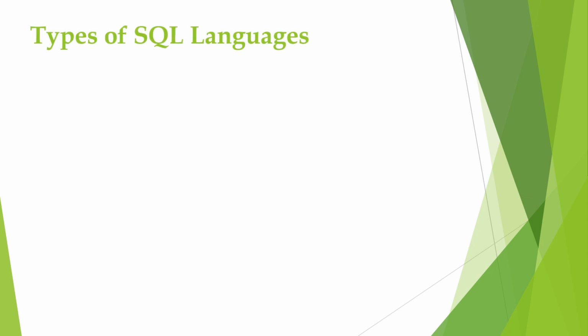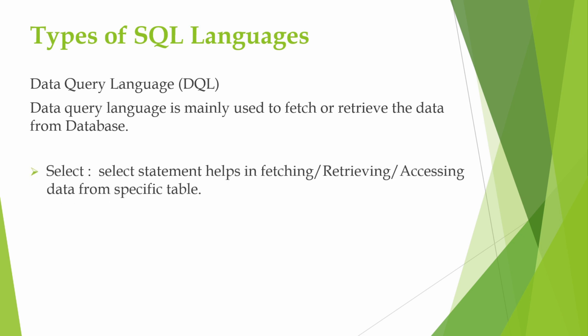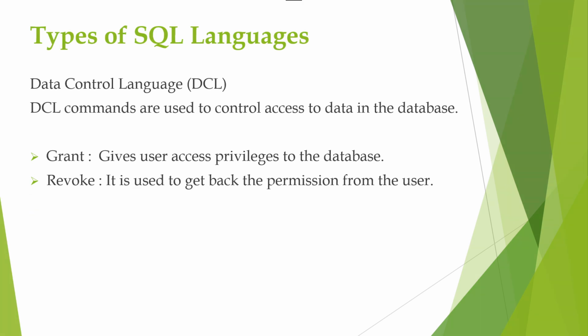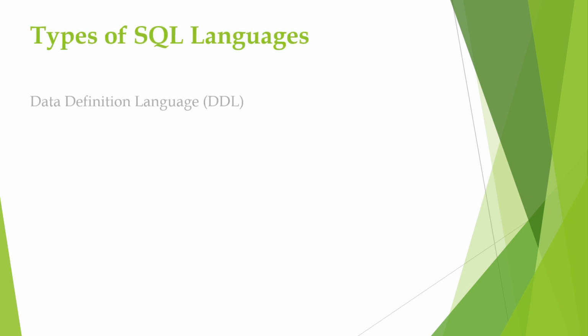Now we'll see data query language. Data query language is used to retrieve information. That means it is used to fetch the information which we need. It uses the command called select. If you want any information, then we can use this select command and get the information. Suppose I want the details of the employee phone numbers, then I can use this select command and fetch the information.